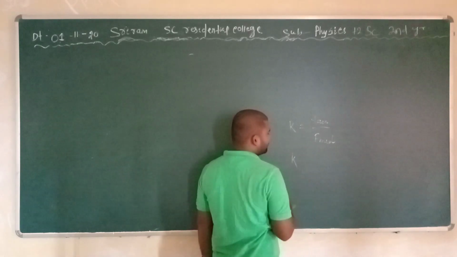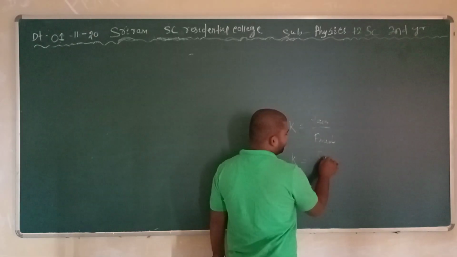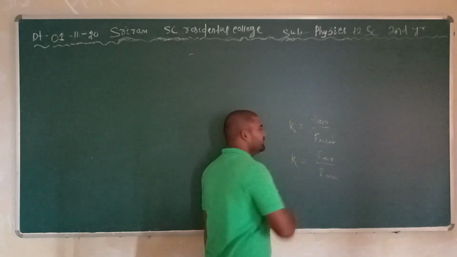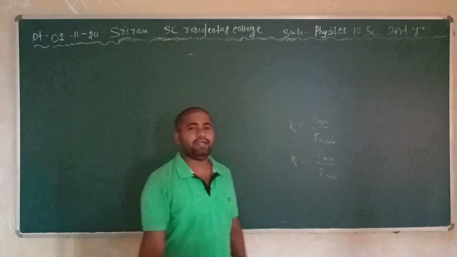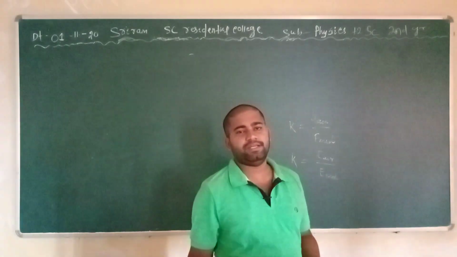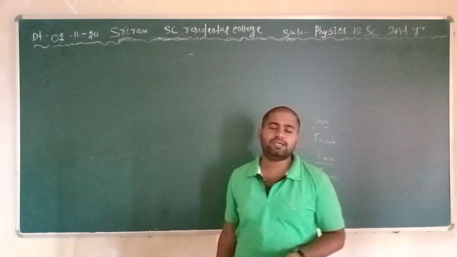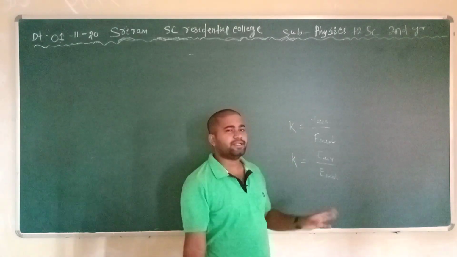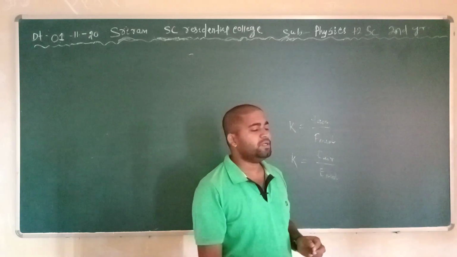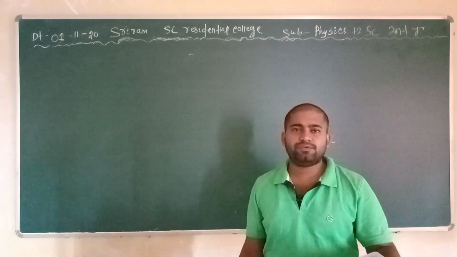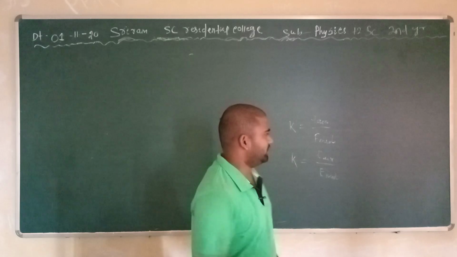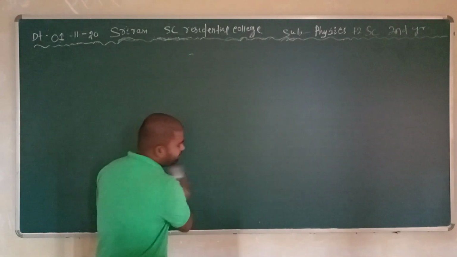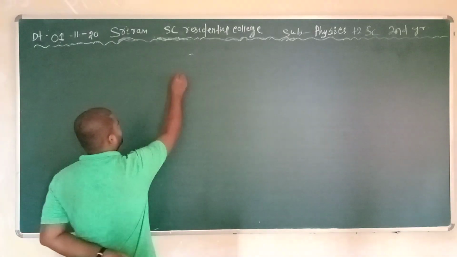Or simply, in terms of electric field, it is the electric field in air divided by the electric field in the medium. That is the dielectric constant. And we also find that if we place a dielectric in between two charges, the electric field decreases. So in this lecture we discuss dielectrics more. What do we mean by dielectrics?